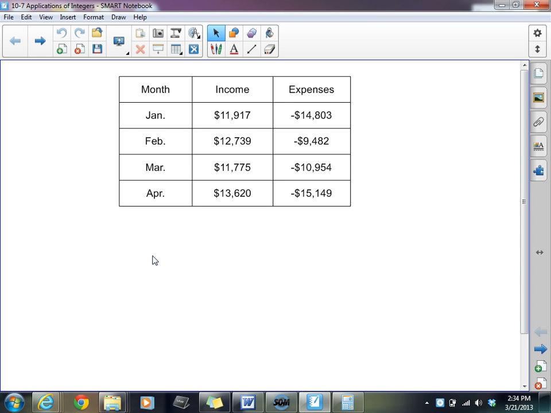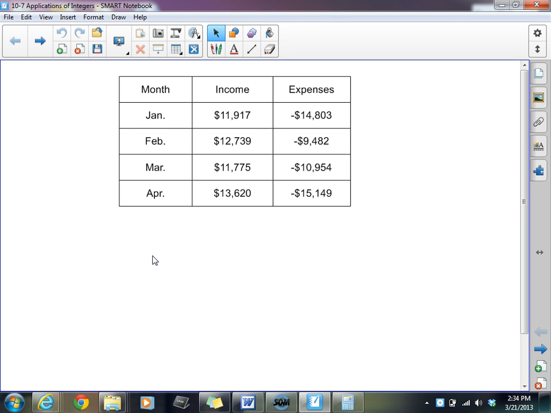Well, in a business, when you run businesses, you can gain money or lose money, obviously. Gaining money, also called income, is positive. Those are positive numbers. Losing money, or expenses, as we call them, is a negative number.